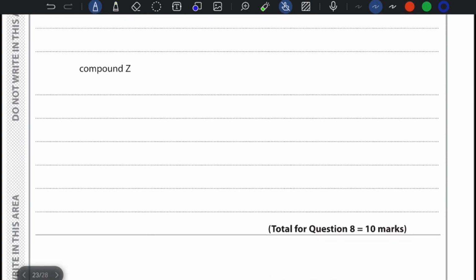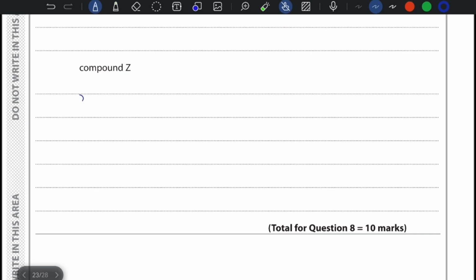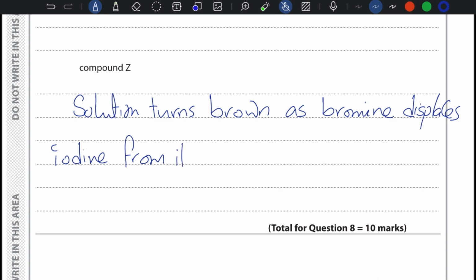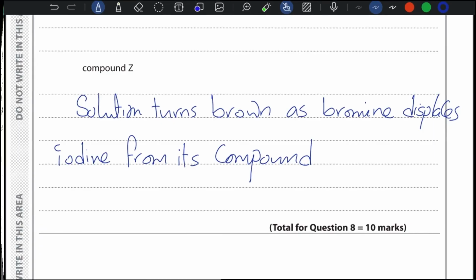For compound Z, we're talking about iodine, so the solution turns brown as bromine displaces iodine from its compounds. Remember that bromine is more reactive than iodine. That's for question 8.